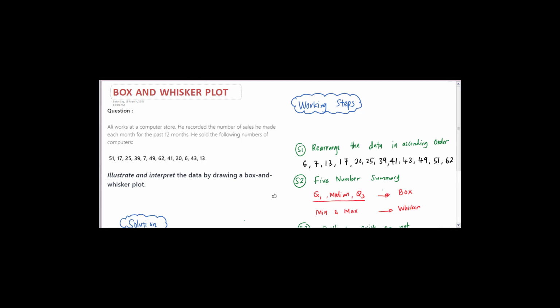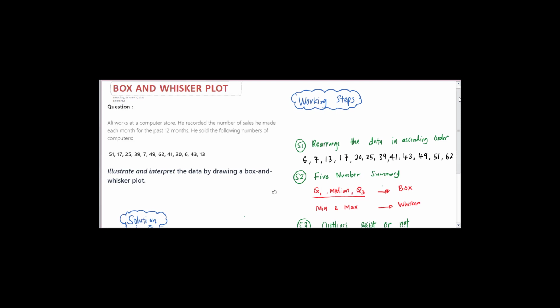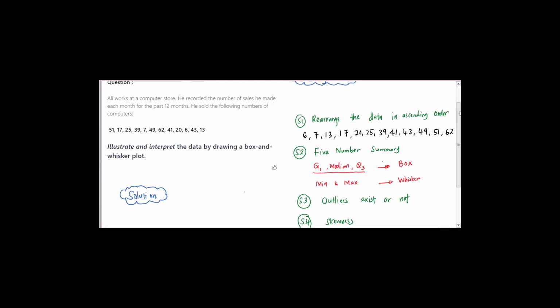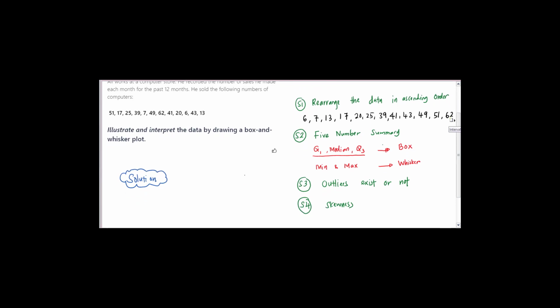Hi guys! After I sent you a video before about what a box and whisker plot is, let us try to recall and also solve the following question. Recalling, basically we make it 4 steps. First, we must arrange the data in ascending order. Secondly, we need to find the 5 number summary.